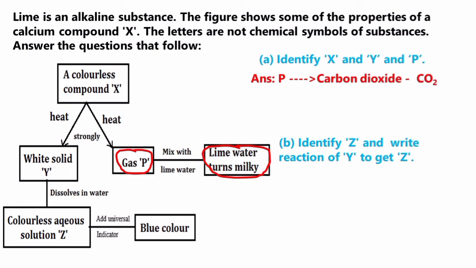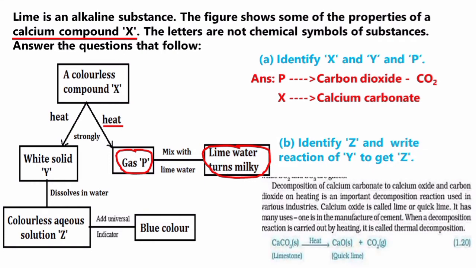So then we have to understand if a substance is heated and it is releasing carbon dioxide, then X will be a carbonate. And already in the question it is given that it is a calcium compound X. So X is calcium carbonate. We have understood that X is calcium carbonate, so let's recall what happens when calcium carbonate is heated. In the first chapter we had learned that when calcium carbonate is heated, it decomposes to two products, calcium oxide and carbon dioxide. So that means the white solid Y is calcium oxide.